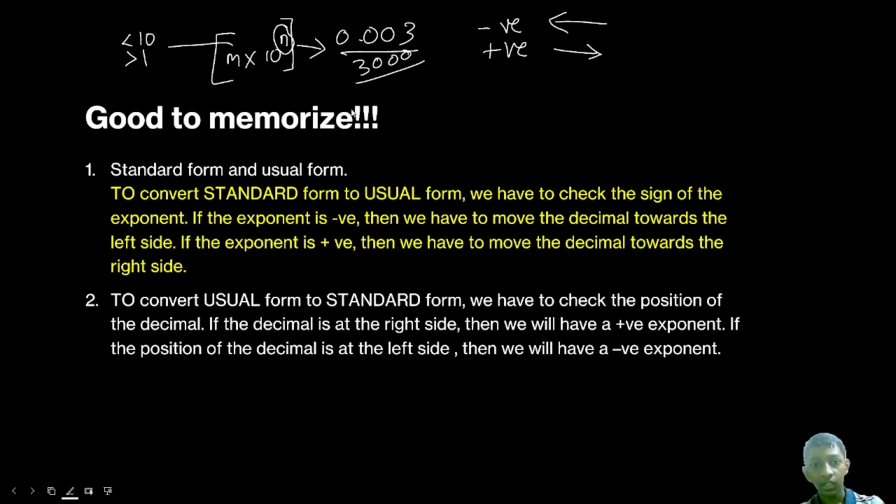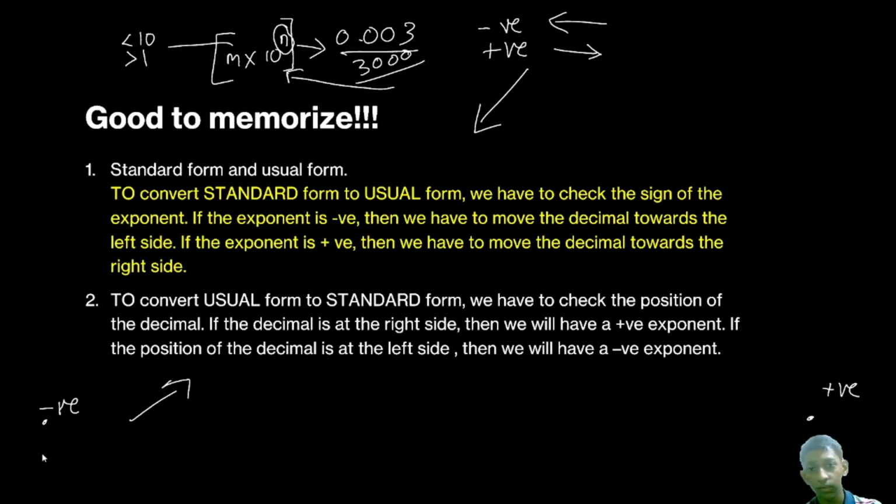To convert usual form to standard form, we have to check the position of the decimal. Is the decimal at the right side or at the left side? If the decimal is at the right side, then we will have a positive exponent. If the decimal is at the left side, then we will have a negative exponent. This is the only law used to convert usual form to standard form, and this is the only law used to convert standard form to usual form. Now let's move to some of the problems of exercise 2.1.